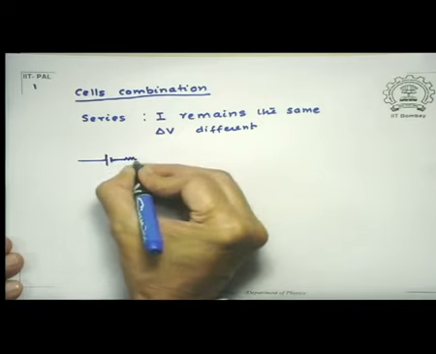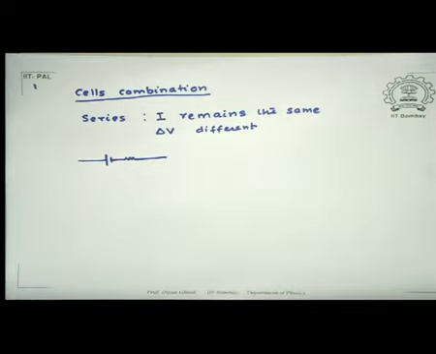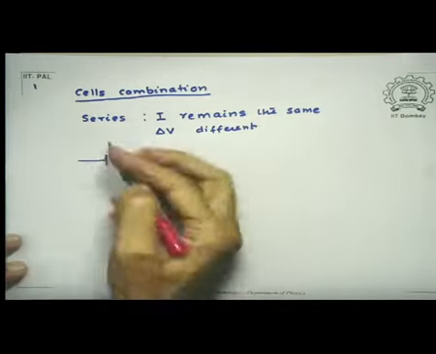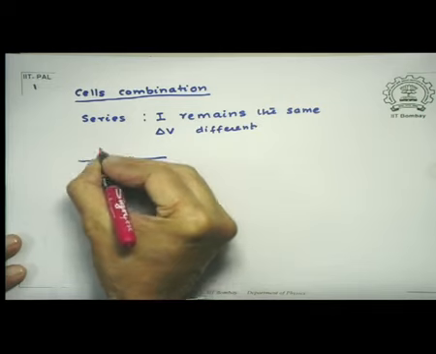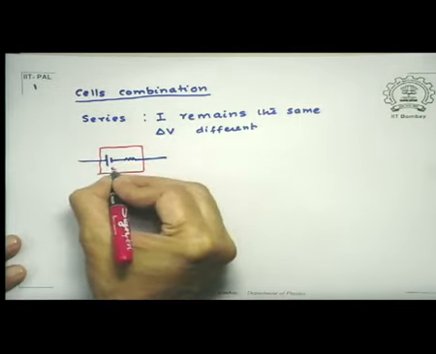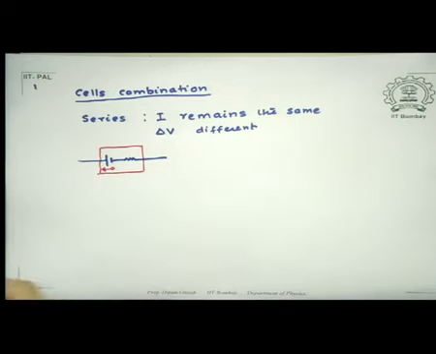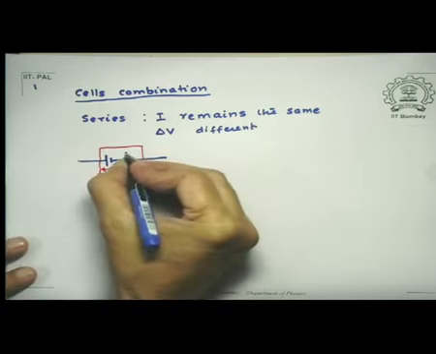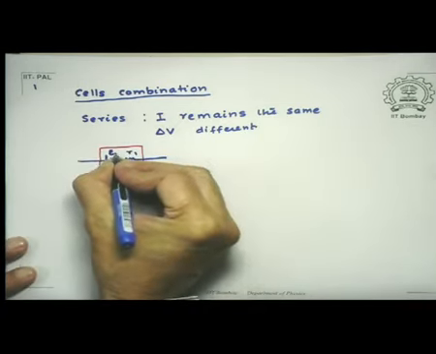So this is battery number 1. I already told you that we need to represent a battery by a combination like this. So this is an EMF source, and the resistance here is the internal resistance. So let us call it R1 and this is E1.